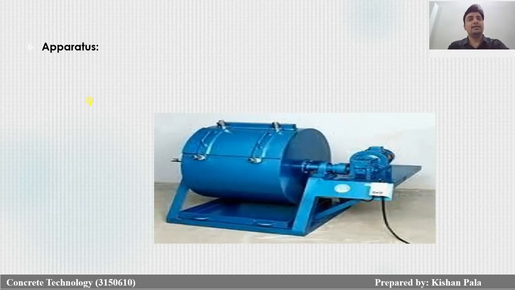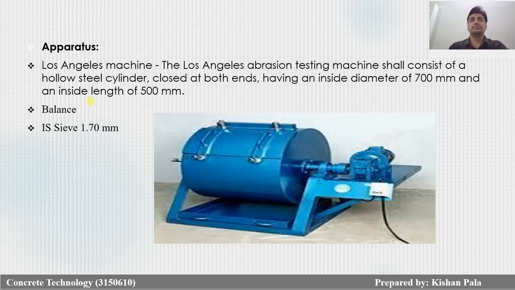The apparatus used for finding the abrasion value of the aggregate is the Los Angeles machine, whose diameter is 50 centimeter and length is 70 centimeter or 700 mm. Clear? So this is the Los Angeles machine used for finding the abrasion value of the aggregate, and you need a balance with 1 gram accuracy, and you also need the IS sieve 1.7 mm.